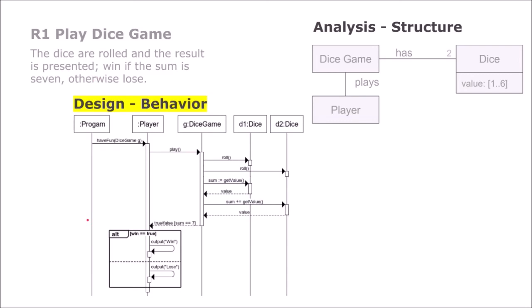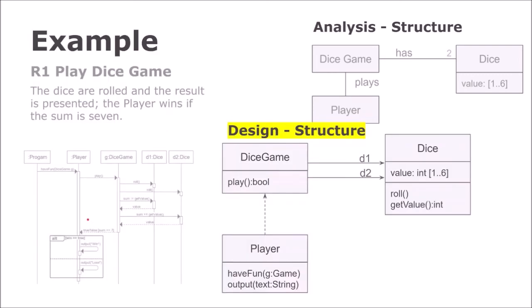Last but not least, we do the structure as a design. From the dynamic part, we can see that we have a dice game class. We also have this in the analysis, and we also have this in the requirements. We know that the dice game needs to be able to receive a message called play, and we know that that message should return a Boolean value. We know that the dice game contains two dice, D1 and D2. We know that they have a value. We know that we can roll them, and we know that we can get the value from the dice. We also know that we have a player object that uses the dice game to play and can receive the have fun message and output something.